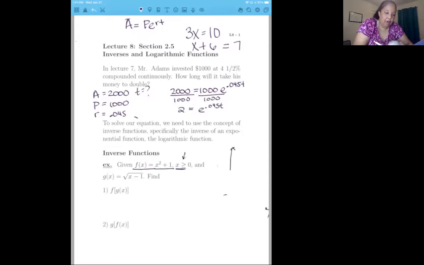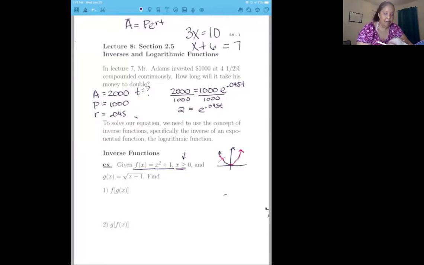Let me just graph what x squared plus 1 looks like. That's this parabola. But if x is greater than or equal to 0, then it would only be this part of the parabola. It would not include that part. And then I have this function g of x equals the square root of x minus 1.